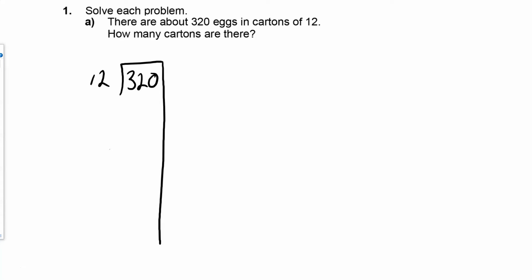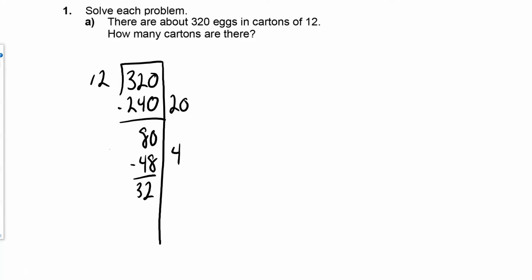So I know that 2 times 12 is 24, so 20 times 12 would be 240. Subtracting 240 from 320 gives me 80. Number of 12s in 80, I'm going to guess maybe 4, because I know that 4 times 12 is 48. So 4 times 12 is 48. Subtracting 48 from 80 gives me 32.